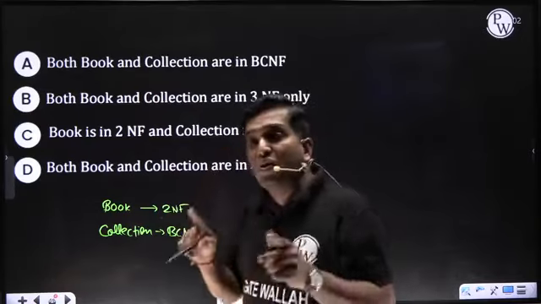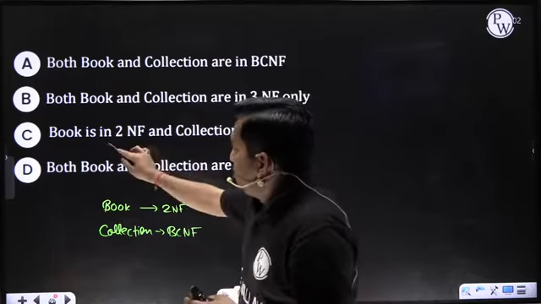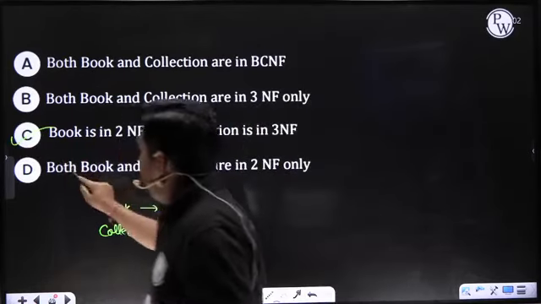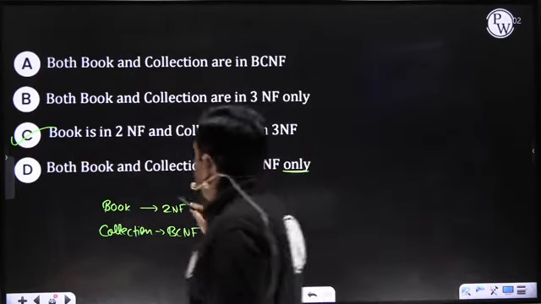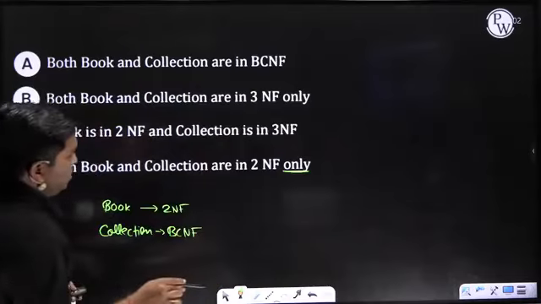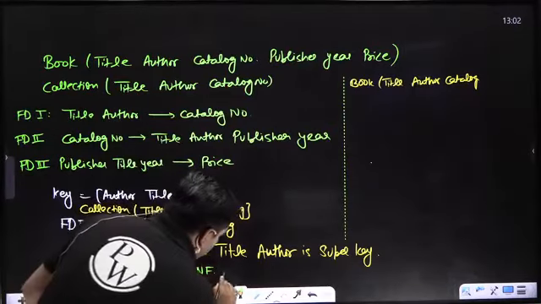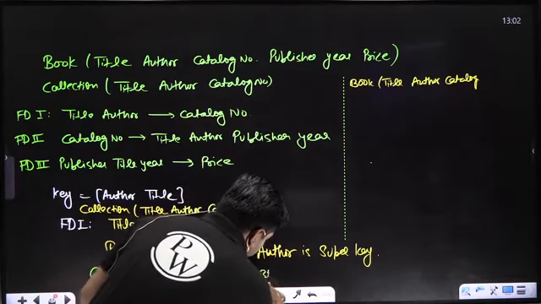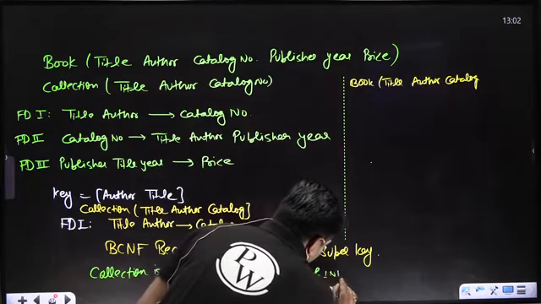First of all, book is not in 3NF. It is only in 2NF. Book is in 2NF. Yes. Collection is in 3NF. Yes. Book and collection are in 2NF only, my dear. Why? Beta, collection is in 3NF means what? Here I told you collection is in BCNF. So it's in 3NF, 2NF and 1NF also.